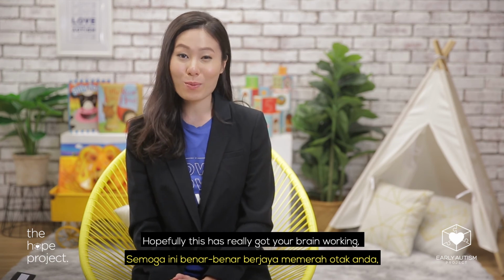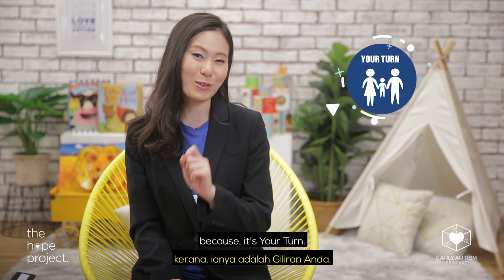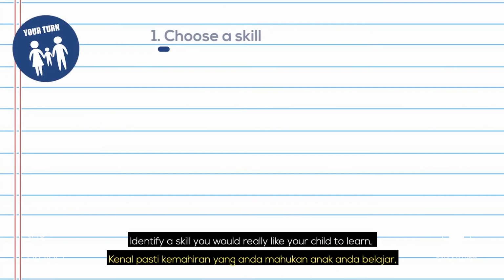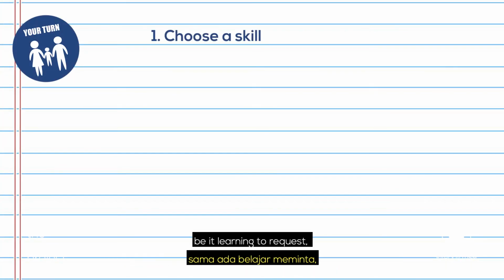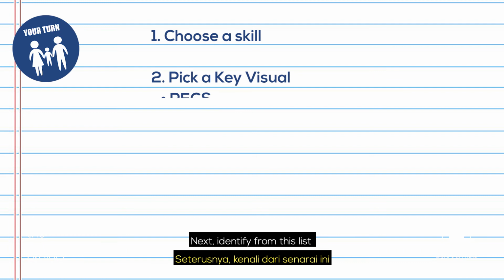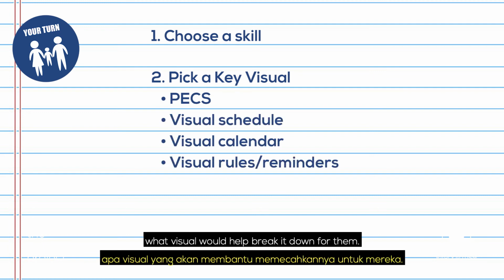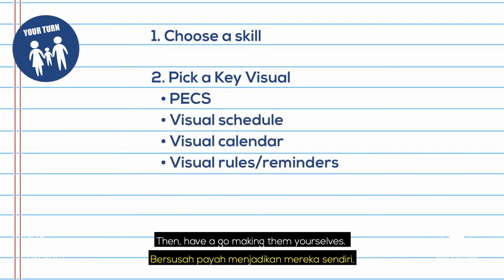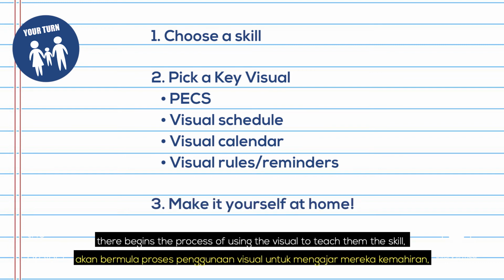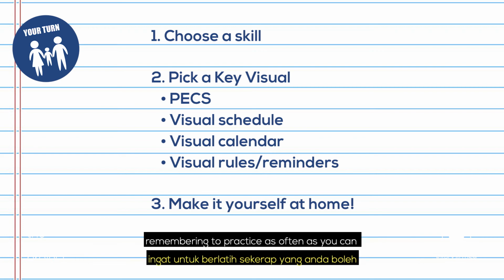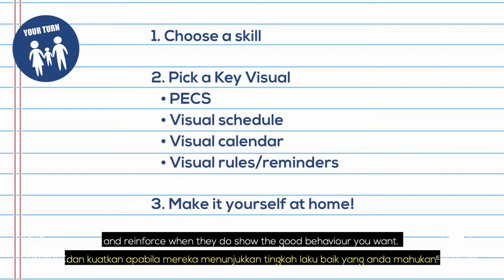Hopefully this has really got your brain working, because it's your turn. Identify a skill you would really like your child to learn, be it learning to request, have good personal space, or being able to cope with changes. Next, identify from this list what visual would help break it down for them. Then, have a go making them yourselves. Once you have, there begins the process of using the visual to teach them the skill, remembering to practice as often as you can and reinforce when they do show the good behavior you want.